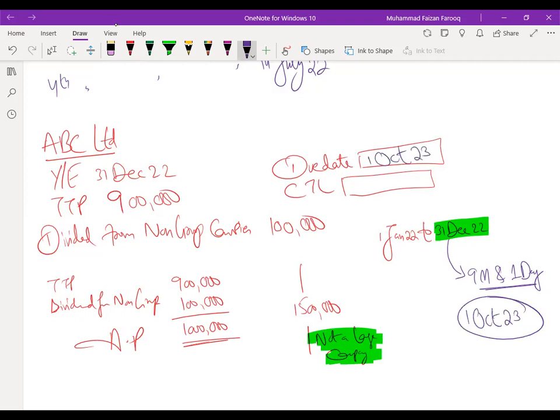1st of October 23. And corporation tax liability will be, corporation tax is 19% of TTP, right? Not AP. So we have TTP. We just apply 19% and we got how much? Is it 171,000? You are right, 171,000. AP has nothing to do with the calculation of corporation tax liability. Till here, you found any complication in this question?